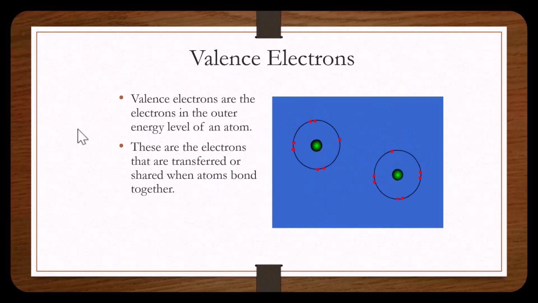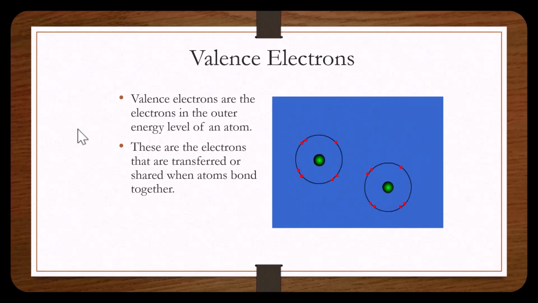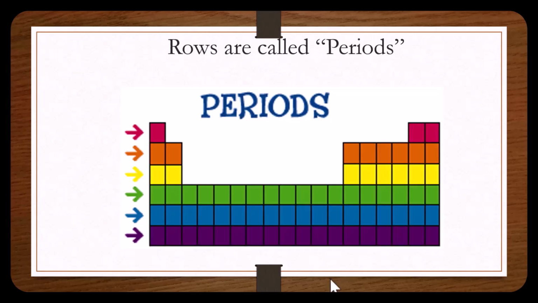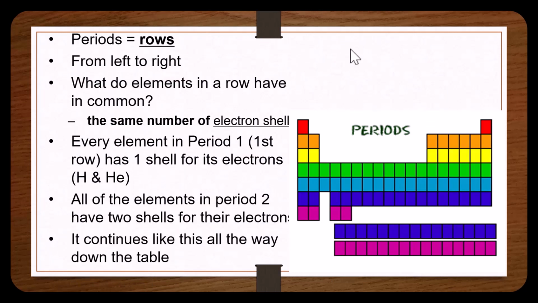Valence electrons are the electrons in the outer energy level of an atom. These are the electrons that transfer or share when an atom is bonded together. The horizontal rows are called periods in a periodic table. Periods equal rows. They go from left to right.